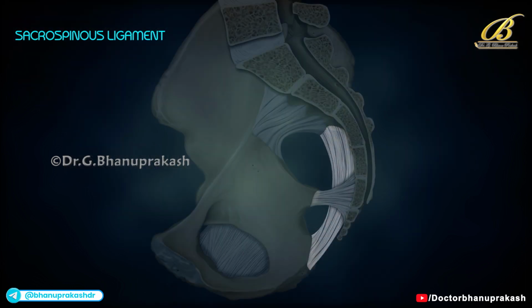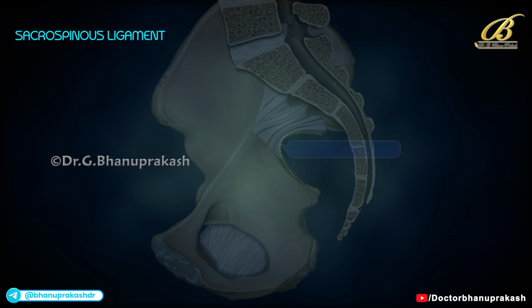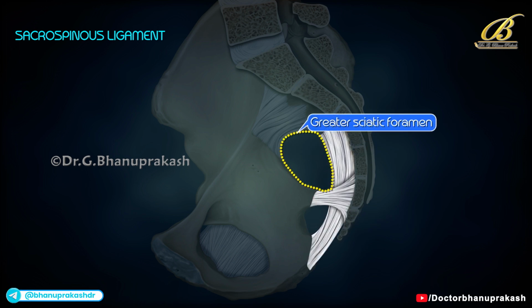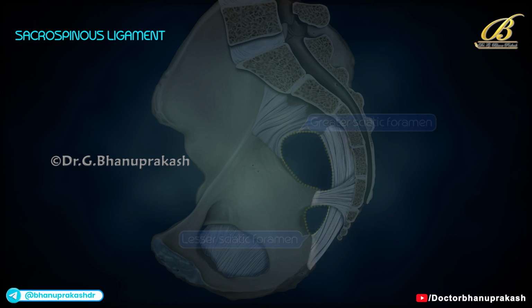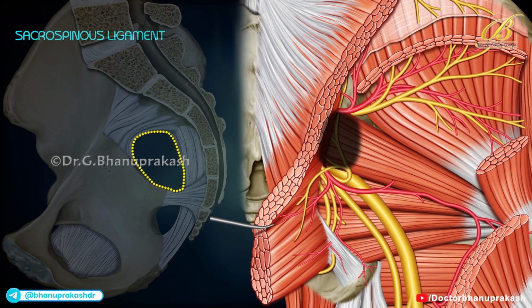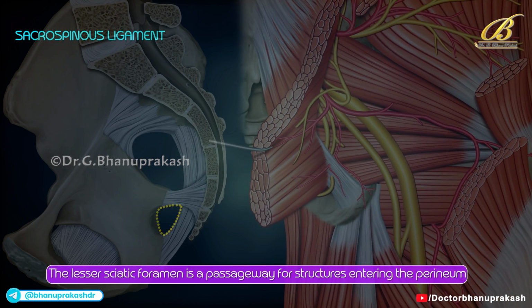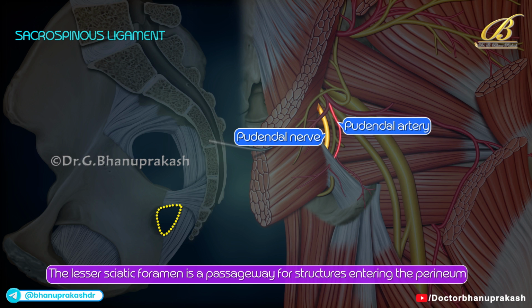The sacrotuberous and sacrospinous ligaments convert the greater sciatic notch and lesser sciatic notch into greater sciatic foramen and lesser sciatic foramen respectively. The greater sciatic foramen is a passageway for structures leaving the pelvis and entering the gluteal region, for example, the sciatic nerve, superior and inferior gluteal vessels, etc. The lesser sciatic foramen is a passageway for structures entering the perineum, for example, pudendal nerve and artery.